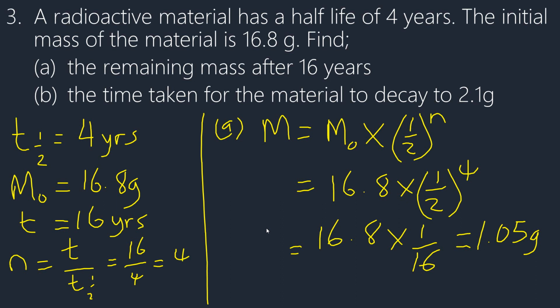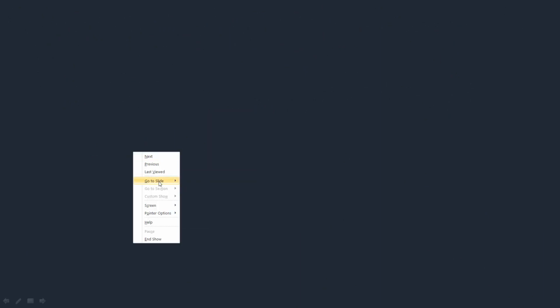Now we are going to do just one table, which will cater for part A and part B if you are using the table method. Look at this. For the table, we put here the time taken, and then on this other side we put the mass remaining.